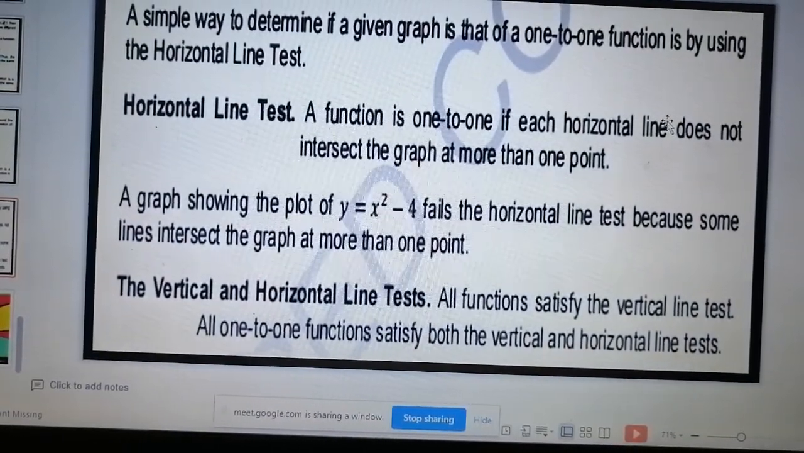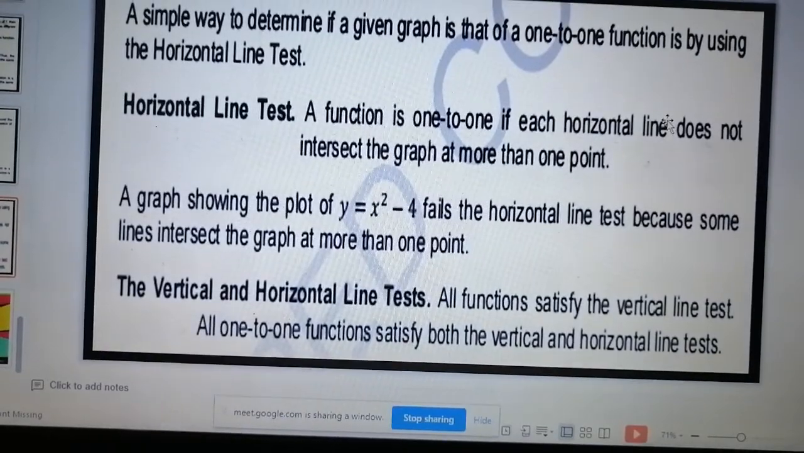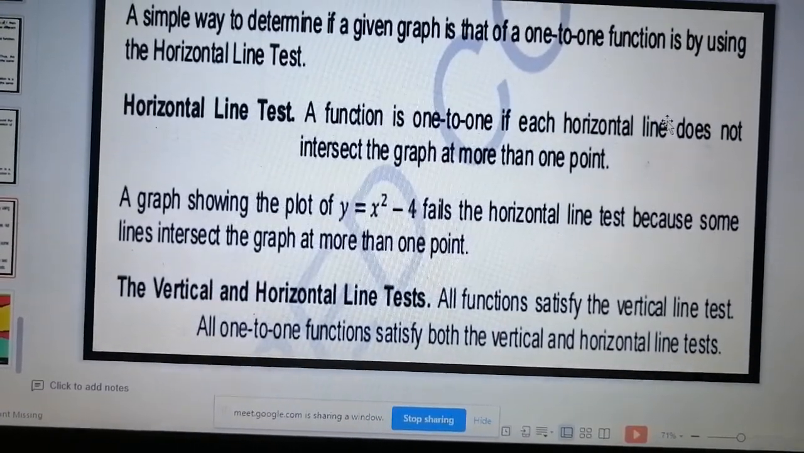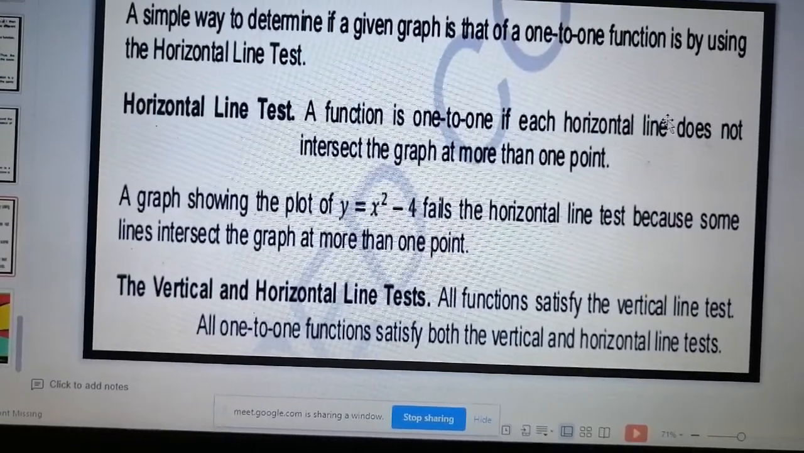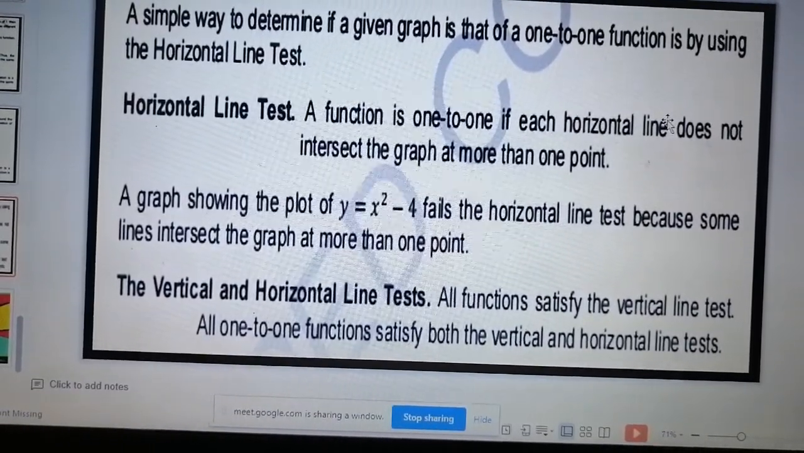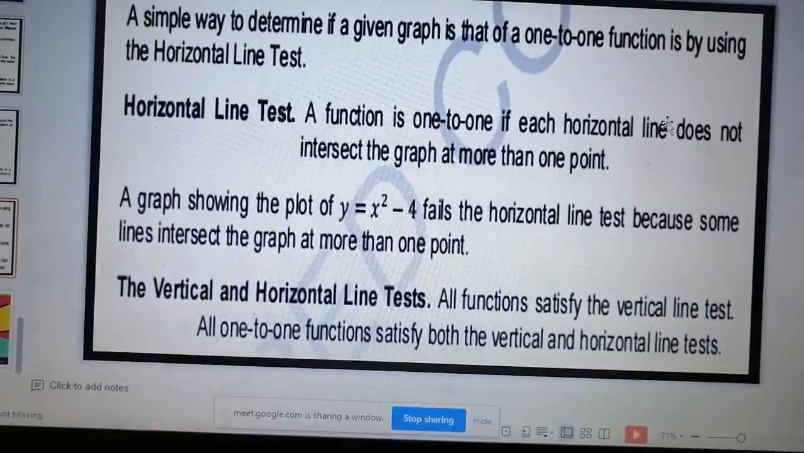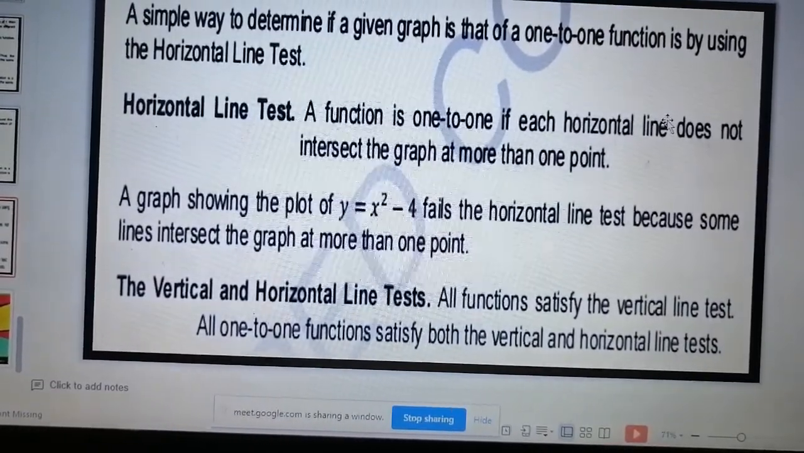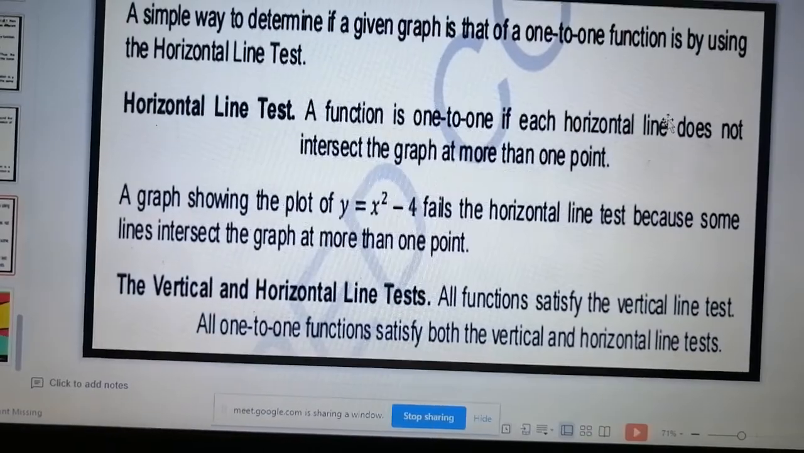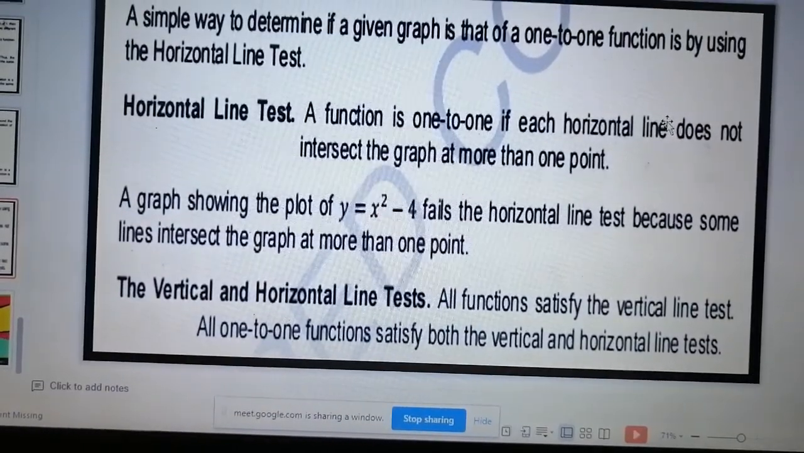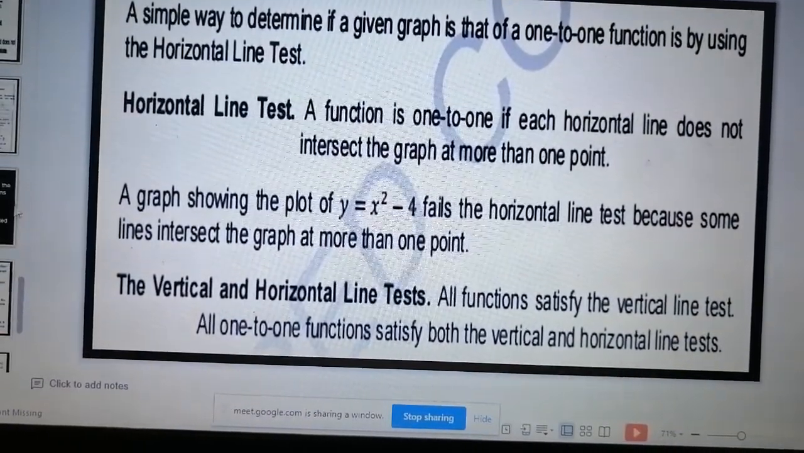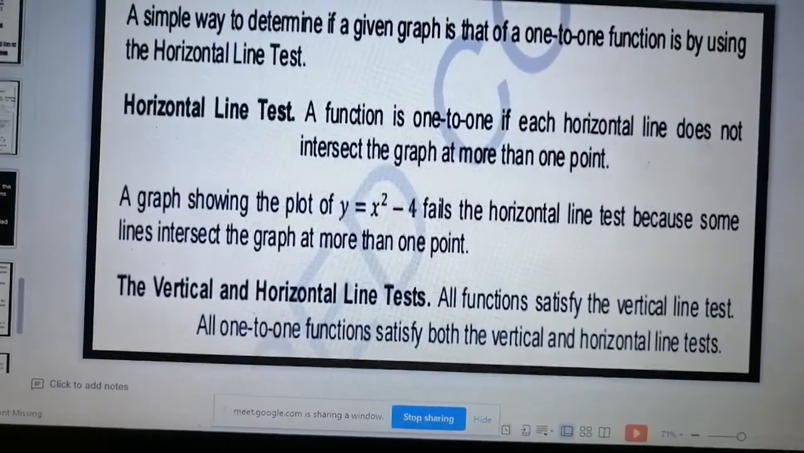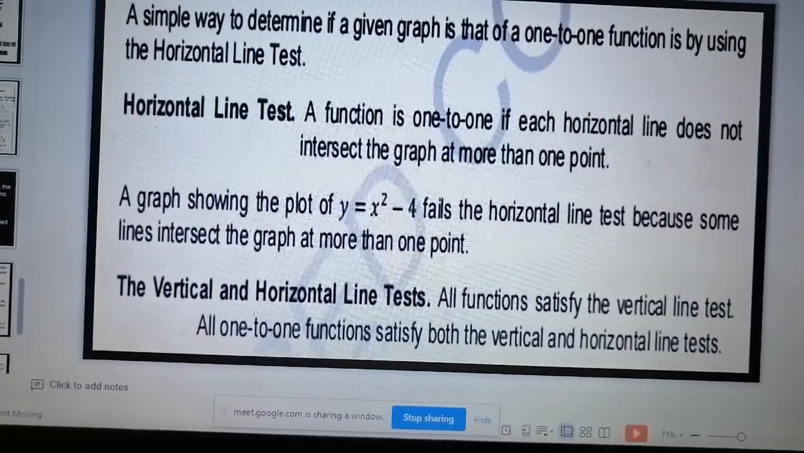Okay, a graph showing the plot of y equals x squared minus 4 fails the horizontal line test because some line intersects the graph at more than one point. Okay, all functions satisfy the vertical line test, and one-to-one functions satisfy both the vertical and horizontal line tests. Okay, pag sinabing one-on-one function, uniqueness, walang kapareho. Do you have any questions?